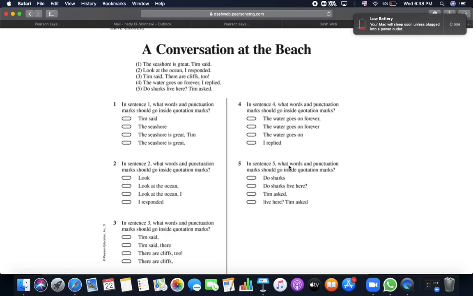And sentence number 5, what words and punctuation marks should go inside quotation marks? In sentence number 5, "Do sharks live here?" Tim asked. So I will put from Do till the question mark. If there's a question mark, we have to put it inside. If there's nothing, we still put the quotation marks as we did, okay? So Do sharks live here? Question mark. We'll put it between the quotation marks. So which one? First, second, third, or fourth? The second. So that's our lesson for today.